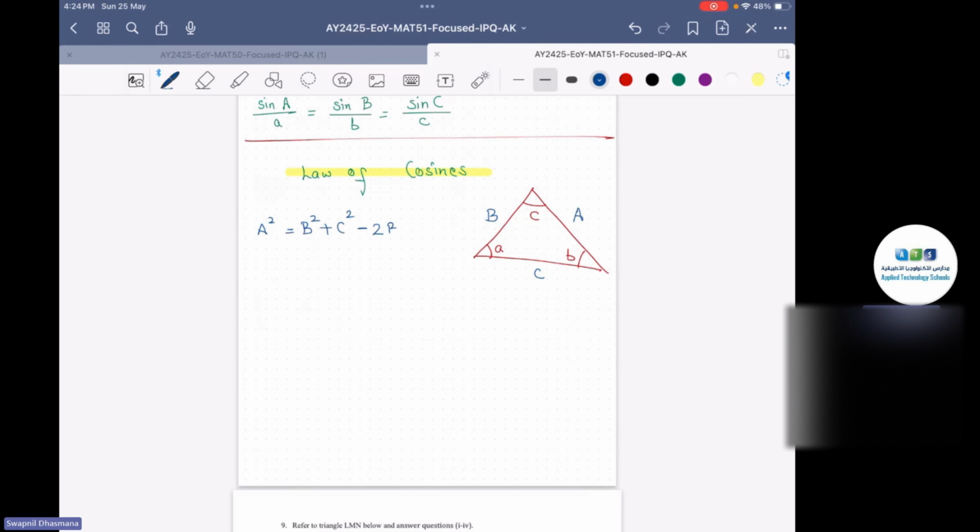Subtract 2bc cosine A. In case you're doing b square, then everything else would be the same. It's just at the end you will write B. And in the same way, following the cyclic property, you can also do it this way.